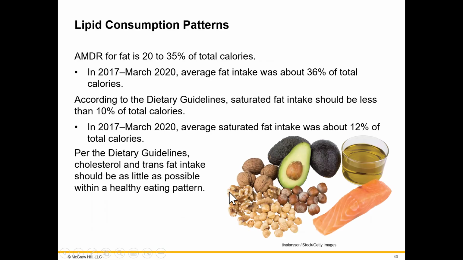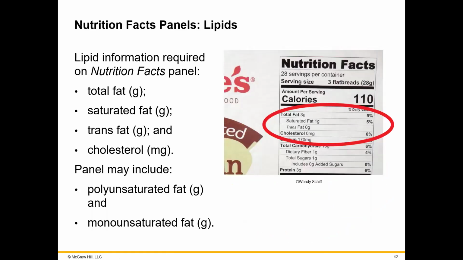Per the older dietary guidelines, cholesterol, trans fats, and saturated fats were recommended to be eaten less of. All of these fats that you see right here, the wonderful poly and monounsaturated fats in your avocados, your walnuts, your nuts, your salmon, your olive oil, all of those are wonderful and can be and should be part of a delicious, healthy diet.